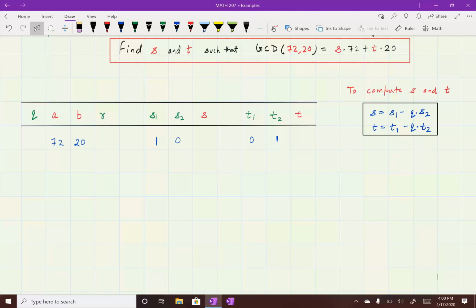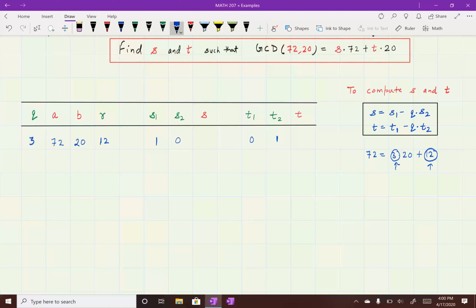And all the remaining values I can compute by using the division rule as well as by using these two formulas. Based on my division rule, I can write 72 as 3 times 20 plus 12. So my quotient here is going to be 3 and my remainder here is going to be 12. So I'm going to put those values in this table. So my q will become 3 and the r is going to be equal to 12.